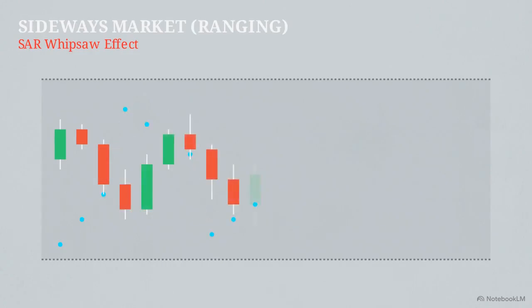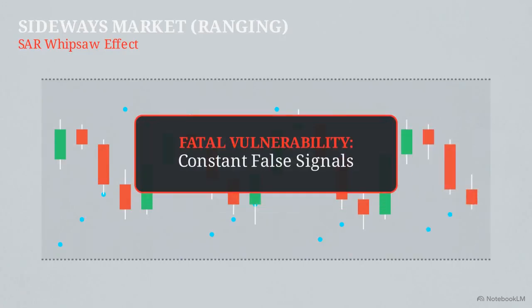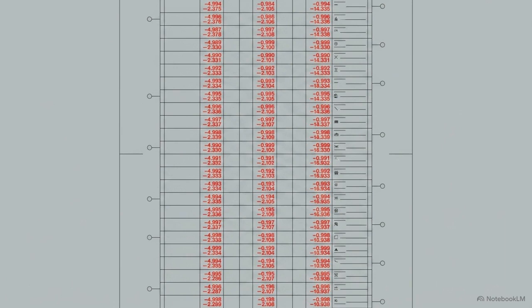This sideways moving chart demonstrates the tool's fatal vulnerability. Because the SAR is hypersensitive and built strictly for trending markets, it completely breaks down when the price goes flat. If you try to trade this environment, you will get caught in whipsaws. You end up mindlessly following false signals, repeatedly buying high and selling low, accumulating small financial losses with every flip.